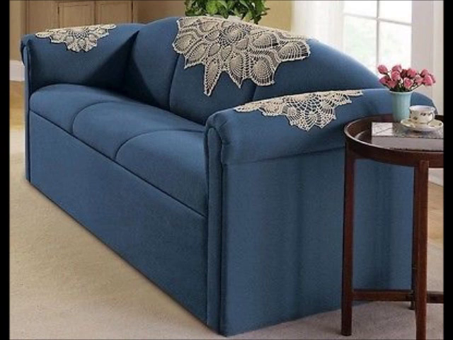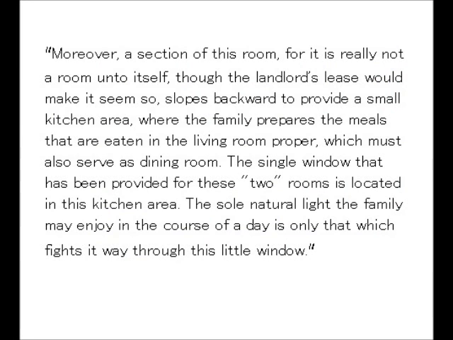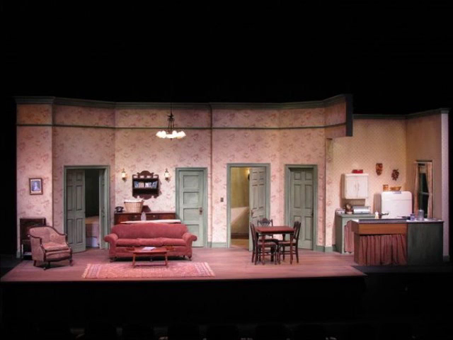Moving on to the next section, it goes into more detail about the specific layout of the room. So it talks about a small kitchen area where the family prepares the meals that are eaten in the living room. So you can imagine just this one large room with a kitchen area and then a dining area, which is sort of typical even of a modern apartment.